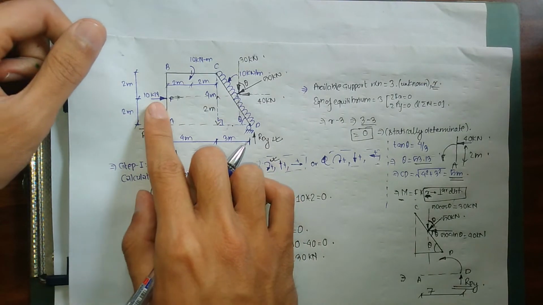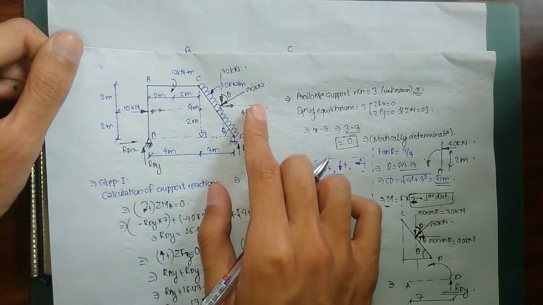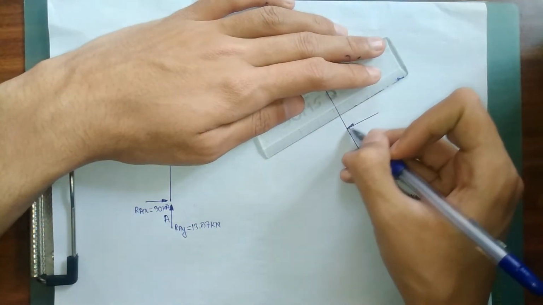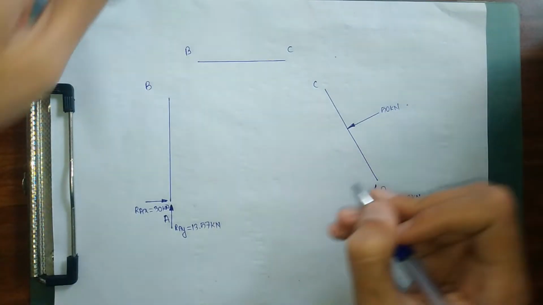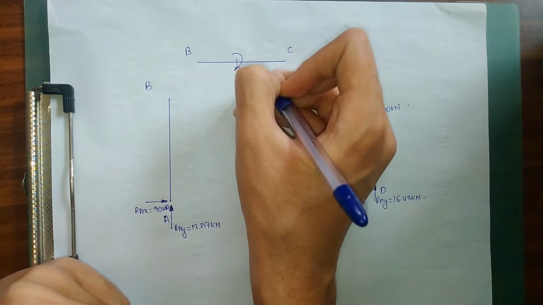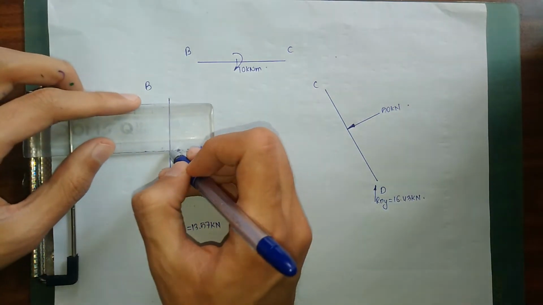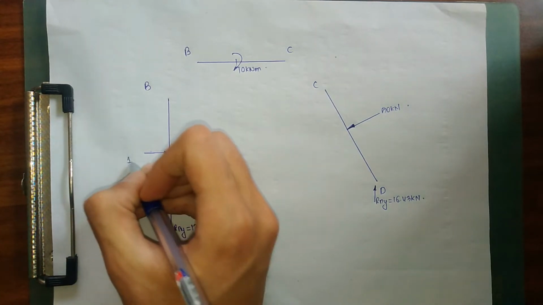According to my question, I had 10 kilonewton acting over here, a 10 kilonewton meter moment, and this 50 kilonewton as well. I'm going to write down all these forces. So I have my 50 kilonewton over here acting at the midpoint, and in my member BC I have my moment of 10 kilonewton per meter, and for my member AB, at my point F, I have 10 kilonewton.